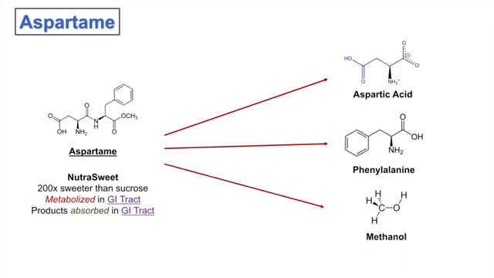And another product of aspartame metabolism is methanol. Methanol is actually, very interestingly, a toxic compound that we normally don't want to ingest, but is in fact a product of aspartame metabolism. It's in small amounts, but it is important to recognize that it is also a product of aspartame metabolism.